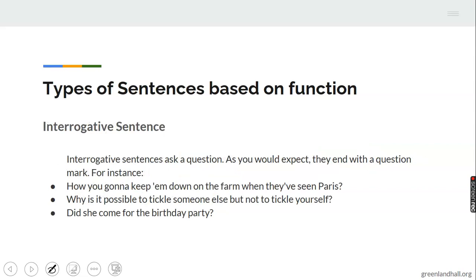Then we also have the interrogative sentence. This is used to ask a question. They are used to ask questions. And like you expect, every sentence that asks a question must end with a question mark. When a question does not end with a question mark, it's like preparing a very good dish, bread and tea without butter. Who does that? So every question must end with a question mark. And most times they start with WH. How you gonna keep them down on the farm when they have seen party?